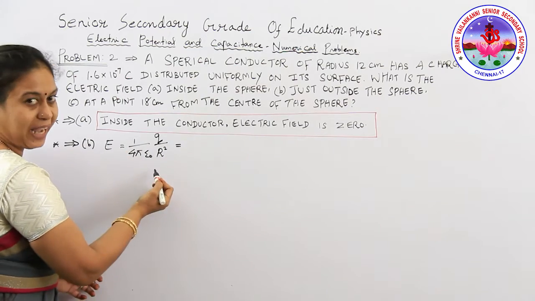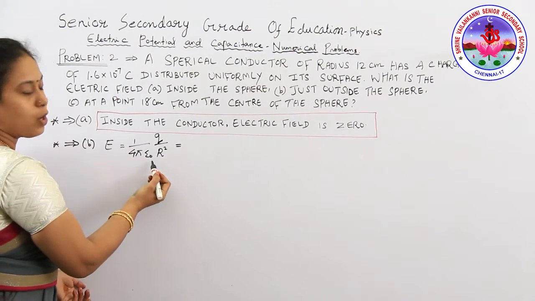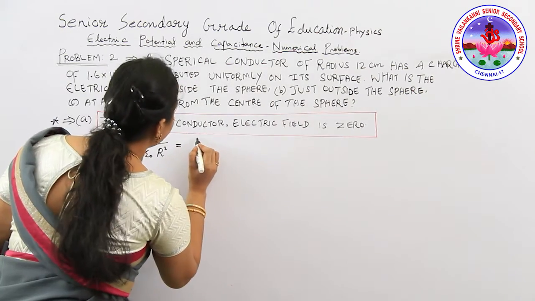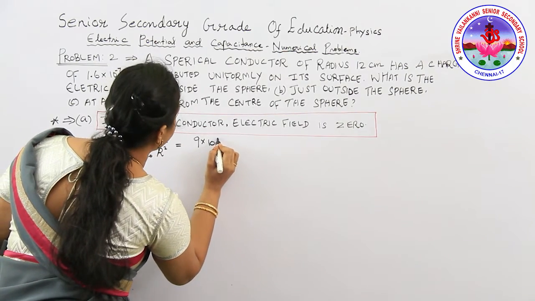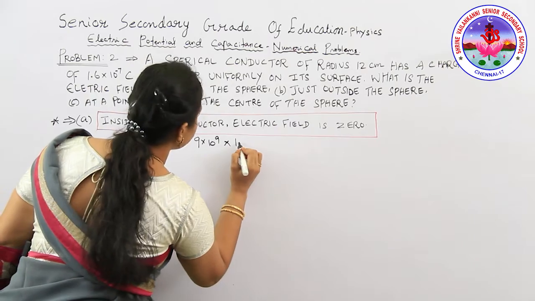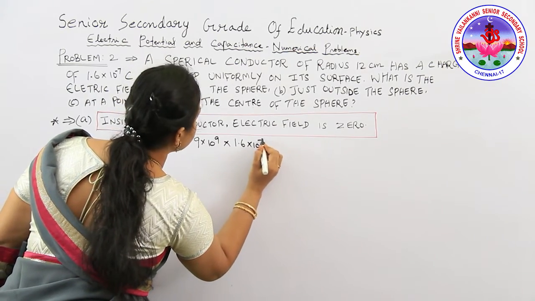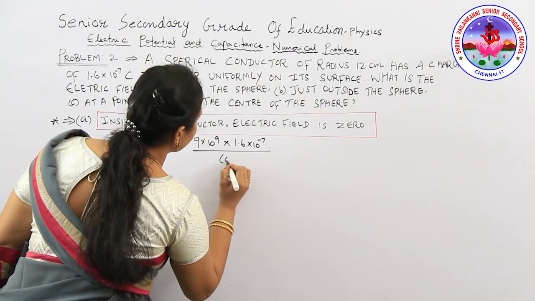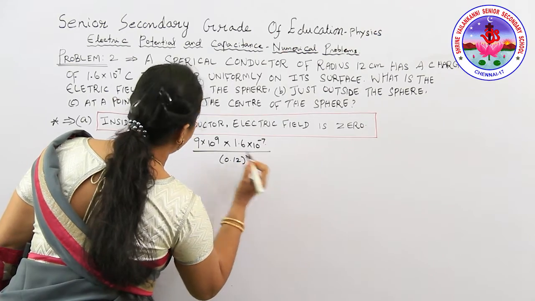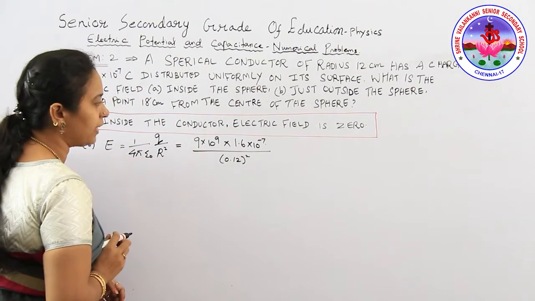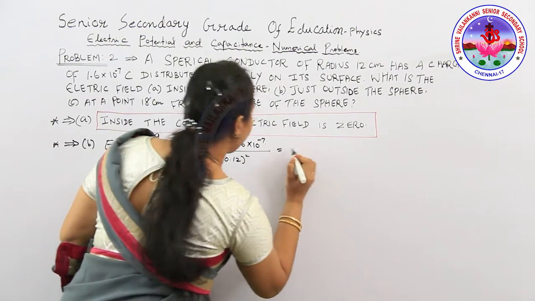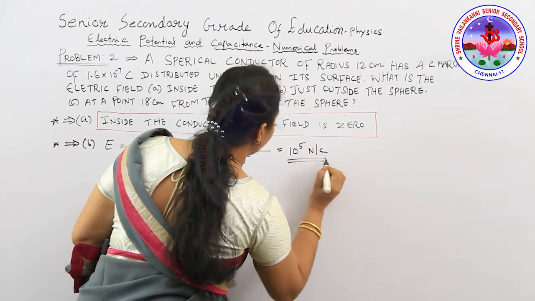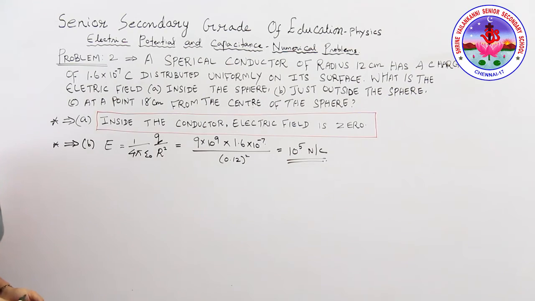All the values we can apply, we will get the answer. We know that 1 by 4 pi epsilon naught value is equal to 9 into 10 power 9. So 9 into 10 power 9 into 1.6 into 10 power minus 7, whole divided by this R square value. They have given 12 centimeters, so 0.12 square. After you simplify this, you will get the value of 10 power 5 Newton per coulomb. You have to simplify, that is the mathematical work, you can do it.